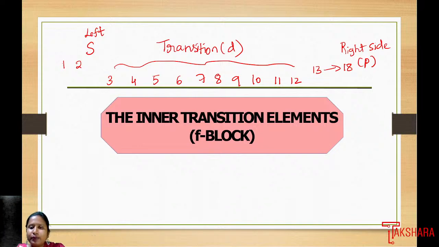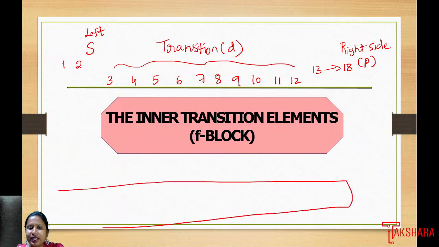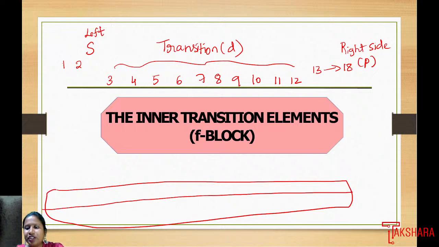And if you observe the periodic table, below the periodic table there are 2 rows. In these 2 rows elements are arranged. The first row we call the lanthanum series and the second row we call the actinium series. Those elements we call inner transition elements.